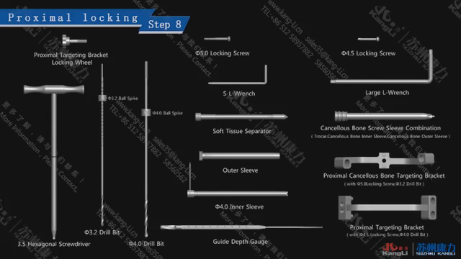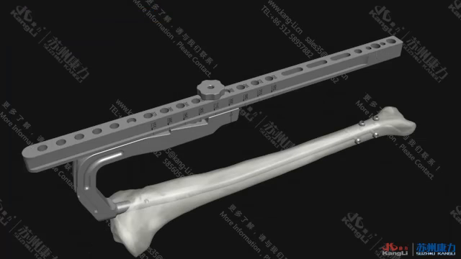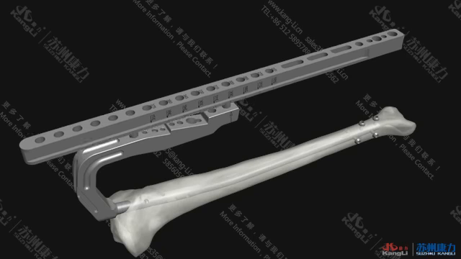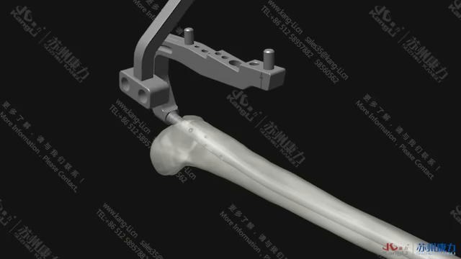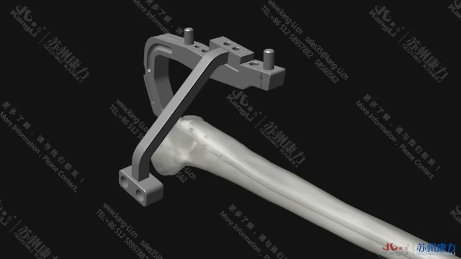Step 8. Proximal locking. Remove the guide bar. Insert the proximal targeting bracket on the holder. Fix it with the proximal targeting bracket locking wheel, and then screw tight with the large L wrench.